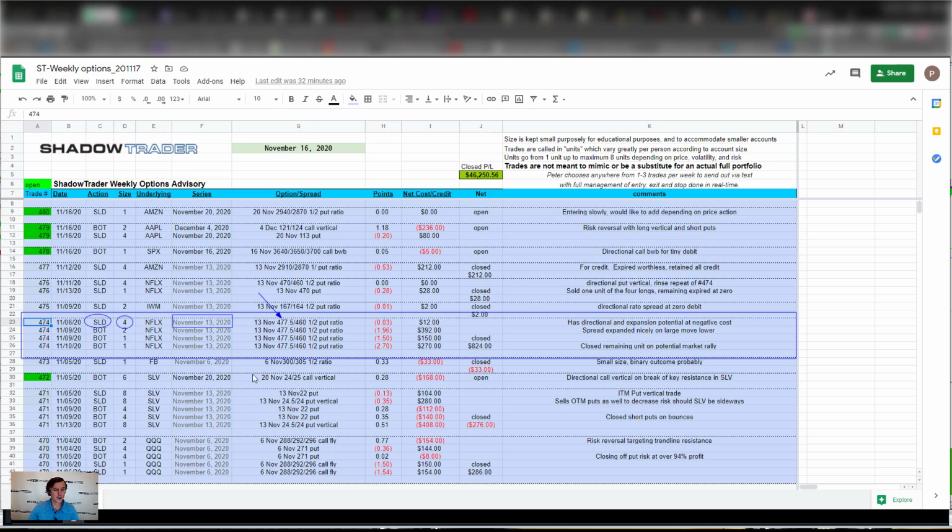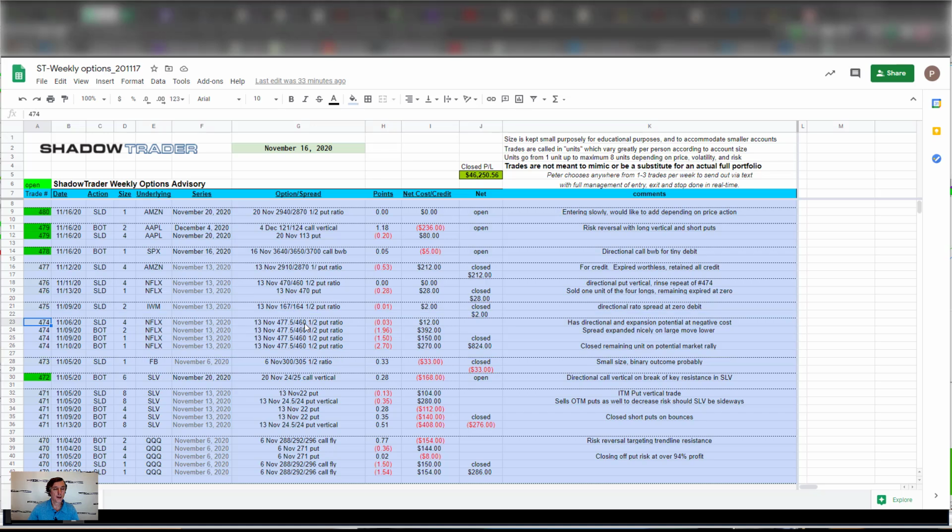We purchased a 477.50 put, 1 unit, and we sold 2 units of a 460 put. So that means that in this trade, it was actually 4 by 8 because our initial size is 4. Since we sold 4 ratio spreads, that means that there were 4 units of long options at 477.50 and 8 units, excuse me, short options at 460.